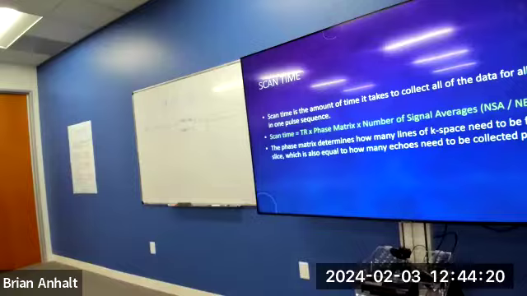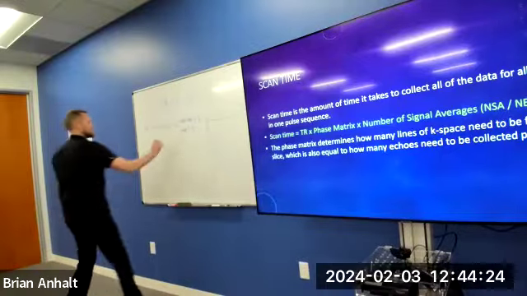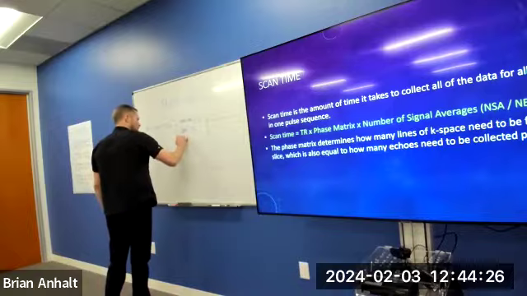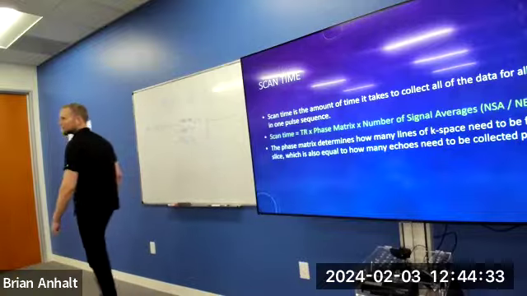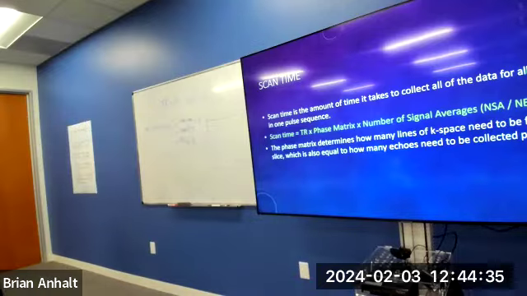What else happens? Resolution goes down. By how much? It goes down because the voxel's bigger now, right? It's half of what it was before, in that direction. Anything else happen?